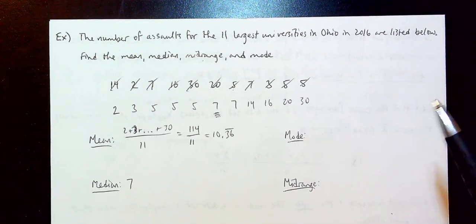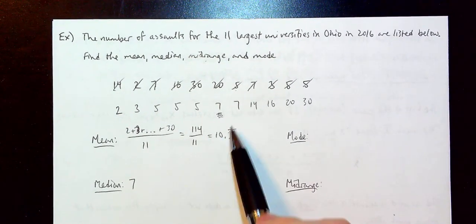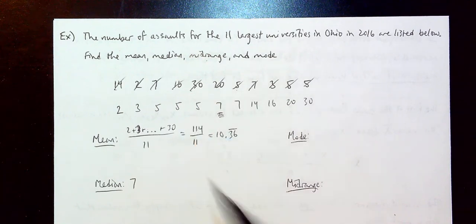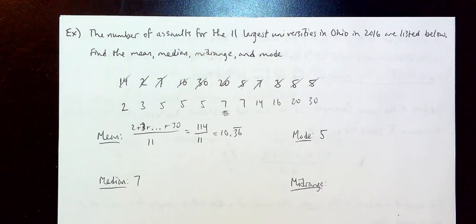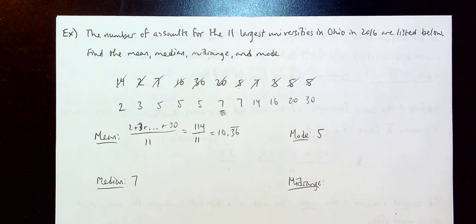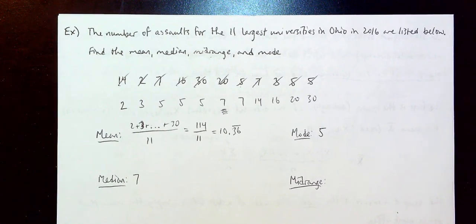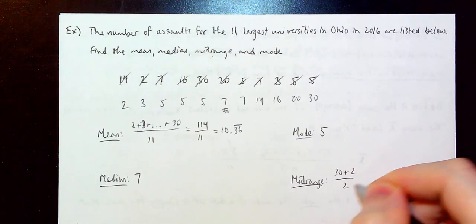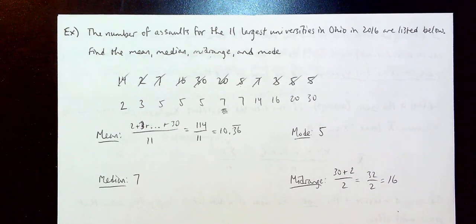The mode is, again, the data value that occurs most often. Looking at my data here, I see that I have 2 7s, but I have 3 5s. So 5 is what occurs most often. So 5 is going to be our mode. And then lastly, our mid-range, we said, was the average of the lowest and the highest value. So 30 plus 2 all over 2 equals obviously 32 over 2, or 16.